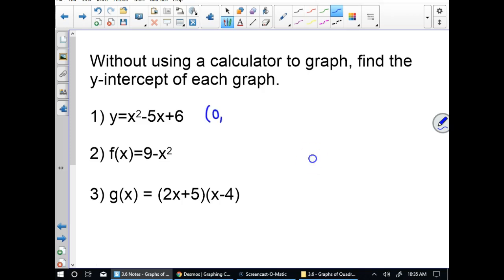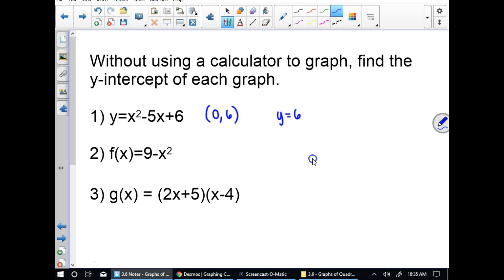Okay, (0, 6). And whenever you do these problems, you can give this to me either way. You can say (0, 6), or you can say y equals 6. It just depends on what you're looking at, what the answer keys will do with that.